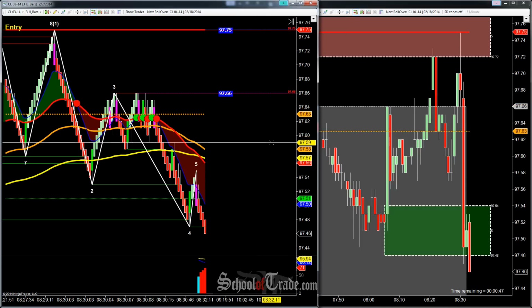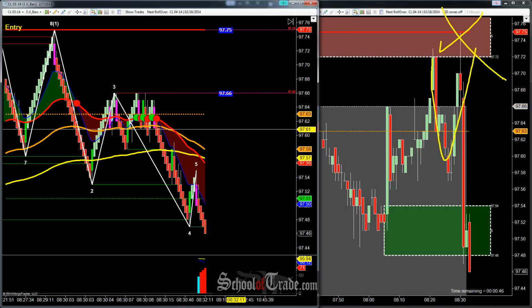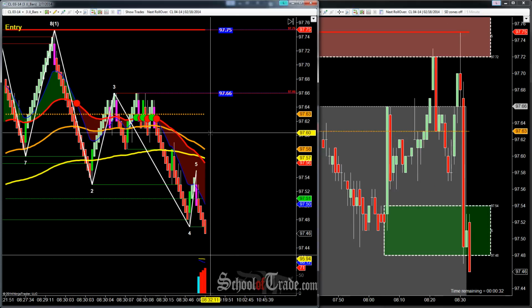So we just had non-farm payrolls come out on crude oil, and you can see we bumped into this supply zone over here on the 5-minute chart and was immediately rejected right back out again. So now that we've rejected back out again, what I'm looking to do is essentially just buy a pullback on the entry and just follow it right back down again.